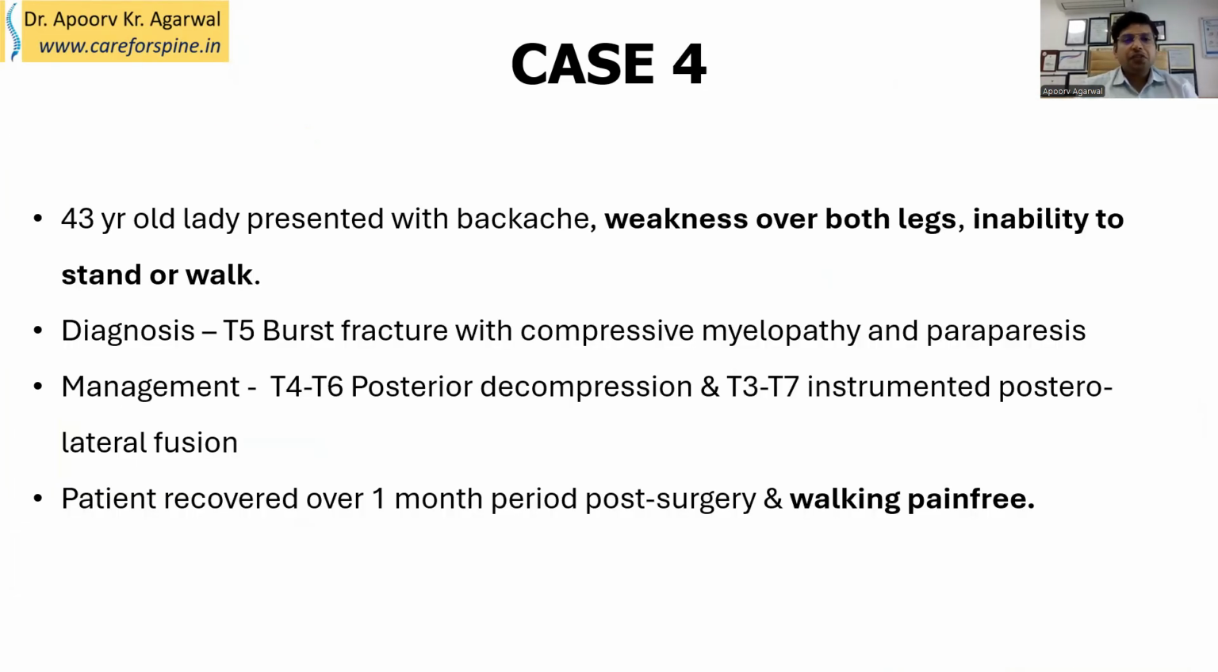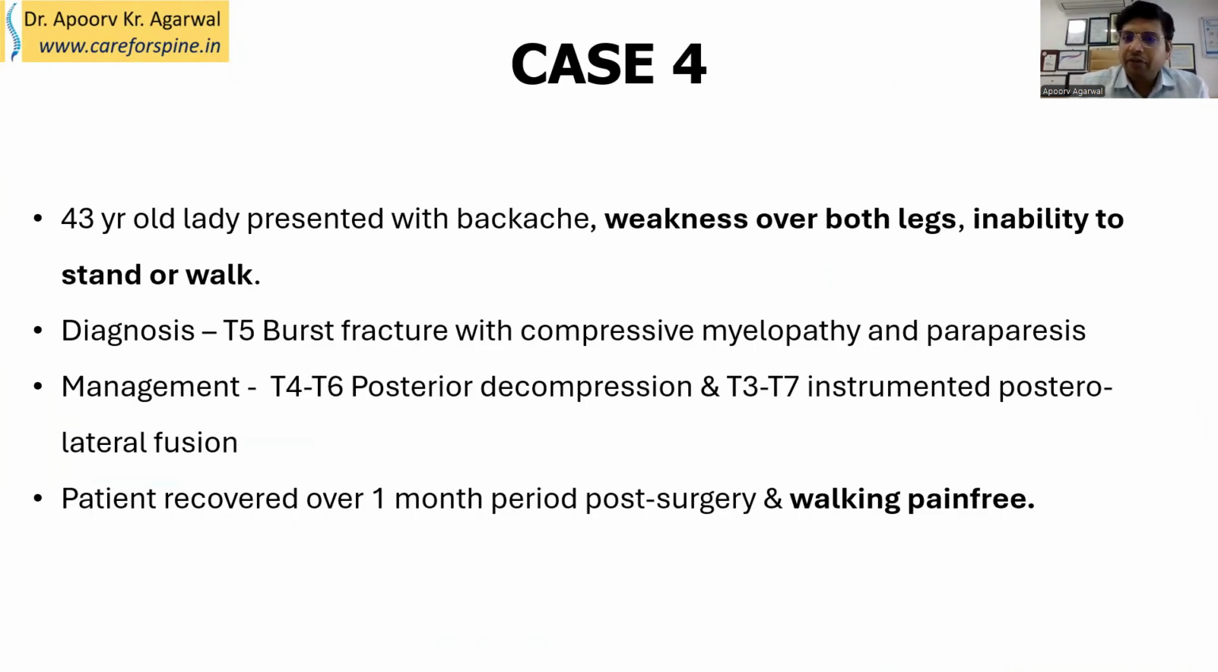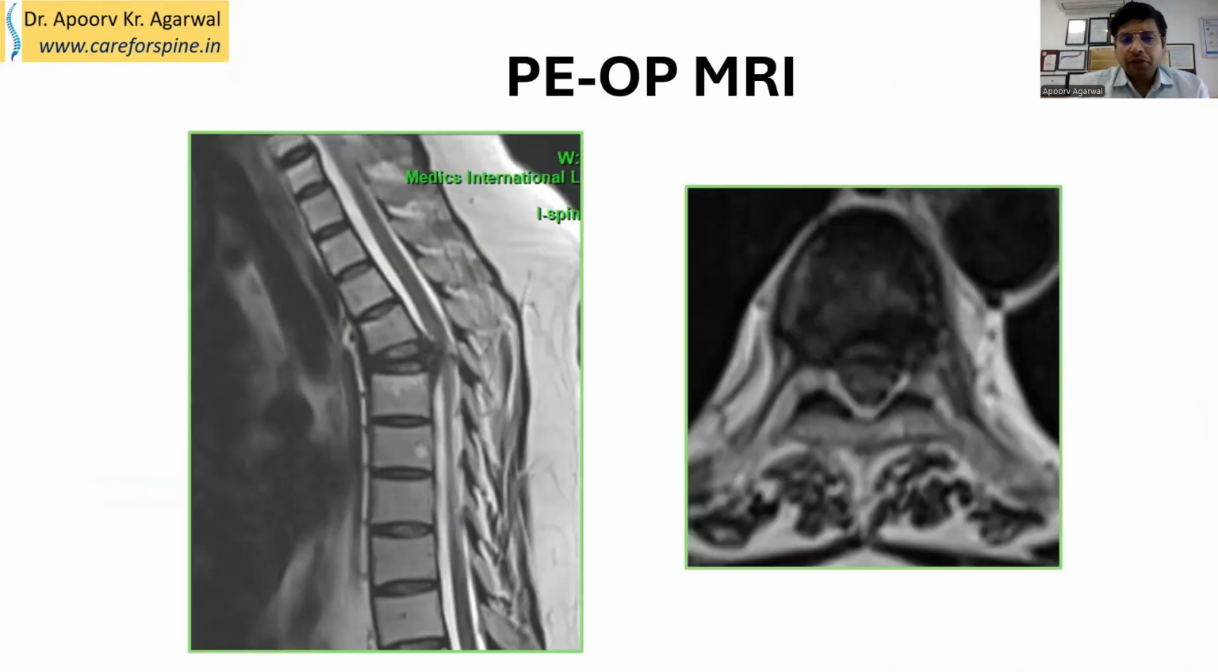So let's come on to case four. We have this 43-year-old lady who had suffered a fracture. She had weakness over the legs as well, inability to stand or walk. It was a T5 burst fracture, as we can make out from here. The T5 is almost gone. It has become like a vertebra plana. There's compression over the cord. There was myelopathy as well, and to some extent slight numbness over the legs.